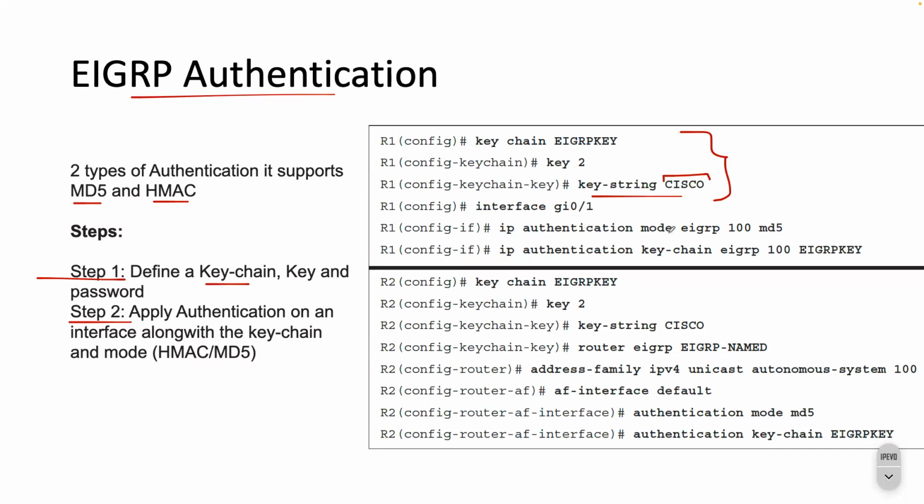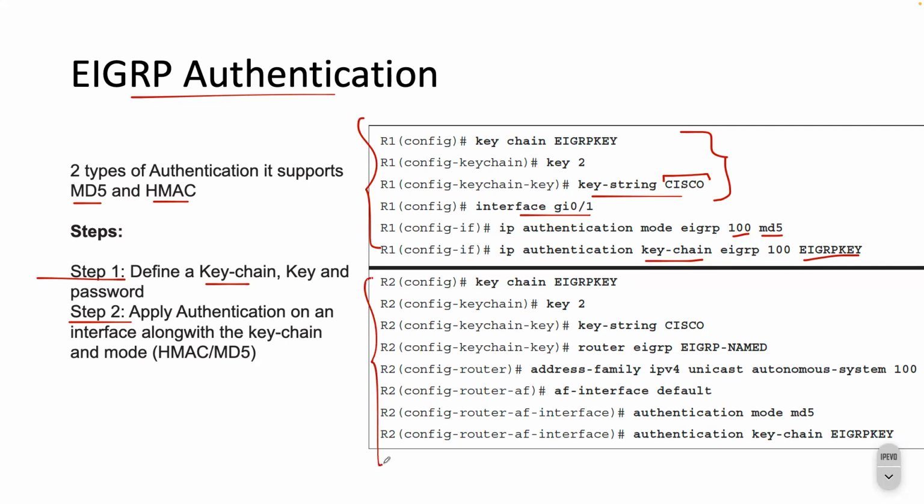IP authentication mode EIGRP 100, where 100 is your ASN number. Mode you are defining, let's say, as MD5, and then you are applying this keychain on this particular interface. But this authentication should be the same on both ends. This key string or password should match on both sides in order to form your neighborship. This is your classic mode configuration.